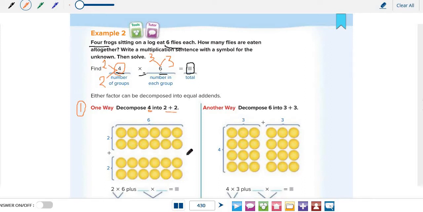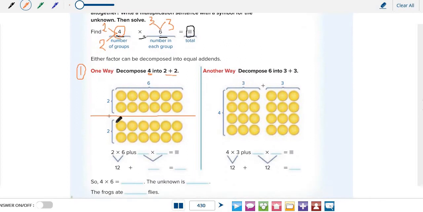So this is the whole array. We have 4 rows, 1, 2, 3, and 4, and 6 columns. If we decompose 4 into 2 plus 2, we will divide the array into 2 equal arrays. Now this array is 2 times 6, so 2 times 6 plus 2 times 6 again. The second array has the same number of rows and the same number of columns, and the unknown is the total.